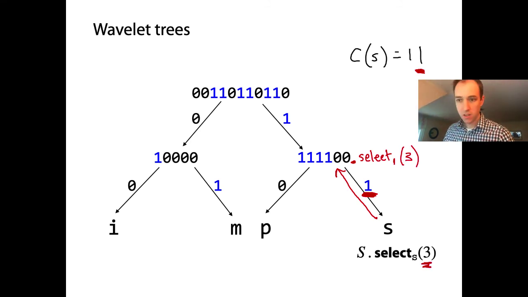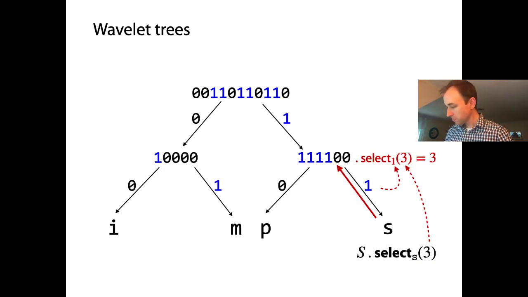Okay? So what's this select query asking? It's saying, give me the offset of the 1 of rank 3. So let's go left to right and consider the ranks of the 1s. 0, 1, 2, 3. There it is. So it's at offset 3. Okay. So that's the first iteration. There we go. So what are we going to do next? We're going to walk up the tree again. We're going to do another select query.